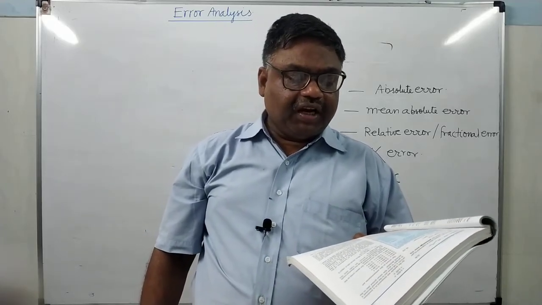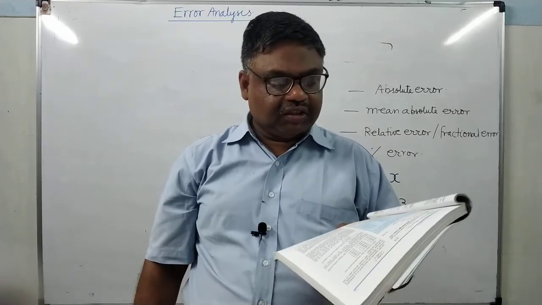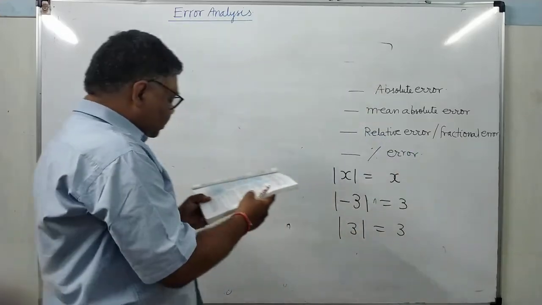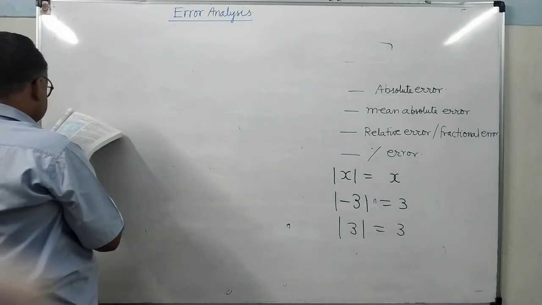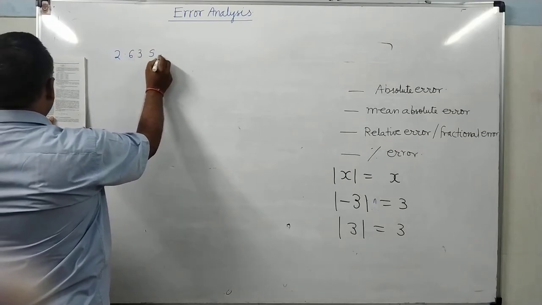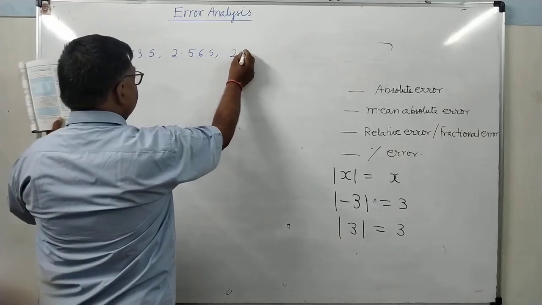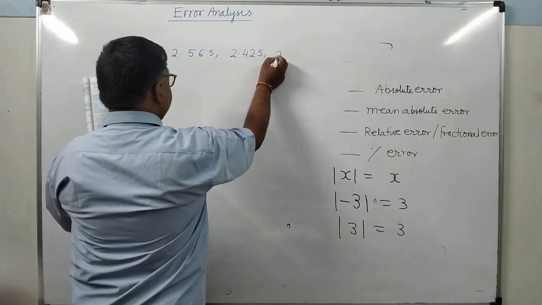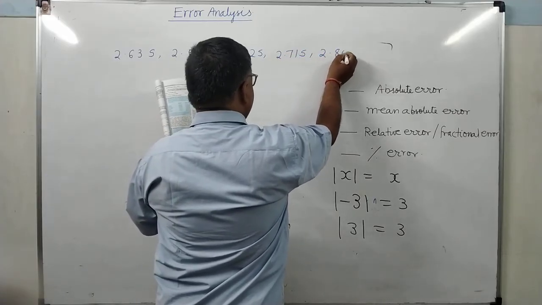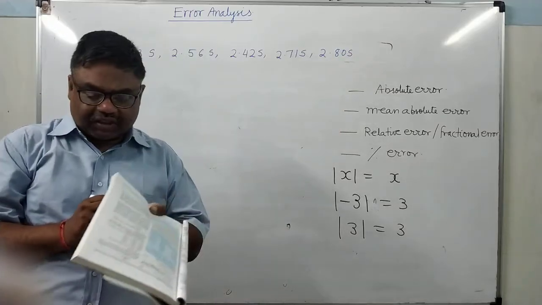We measure the period of oscillation. Period of oscillation means the time taken to complete one oscillation. We measure the period of oscillation of a simple pendulum in successive measurements. The readings turn out to be 2.63 second, 2.56 second, then 2.42 second, 2.71 second and 2.80 second. Calculate the absolute errors, relative error and percentage error.